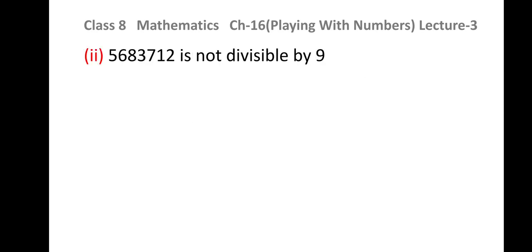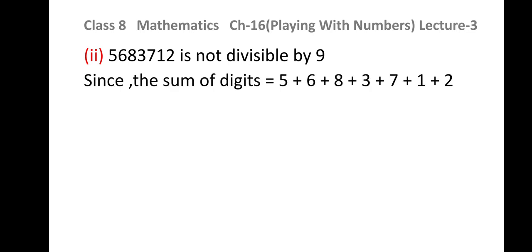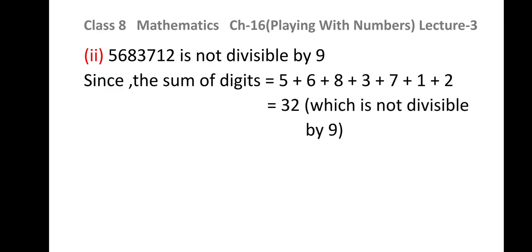Let us take another example. We need to check whether this given number is divisible by 9 or not. Taking the sum of the digits, it will be 5 plus 6 plus 8 plus 3 plus 7 plus 2. So total is 32, which is not divisible by 9. This is the statement given to you. You need to check whether this statement is correct or not. So this statement is correct. We have seen that this is not divisible by 9.